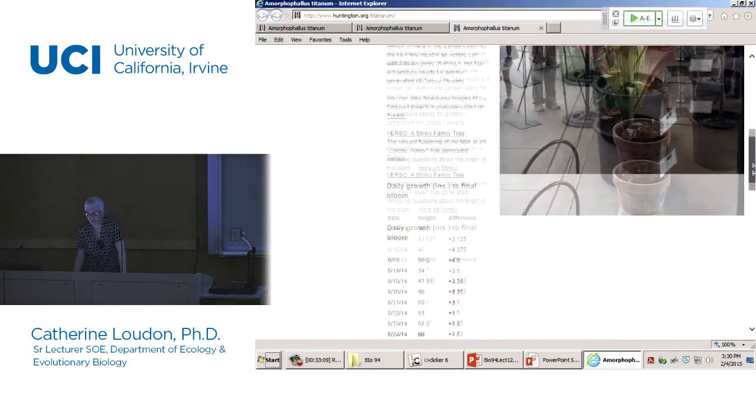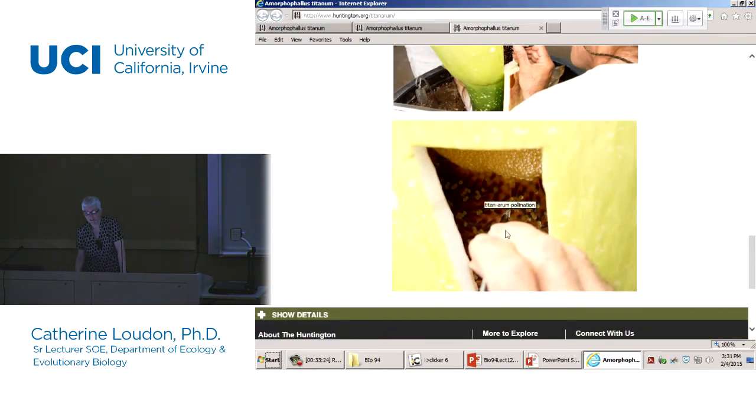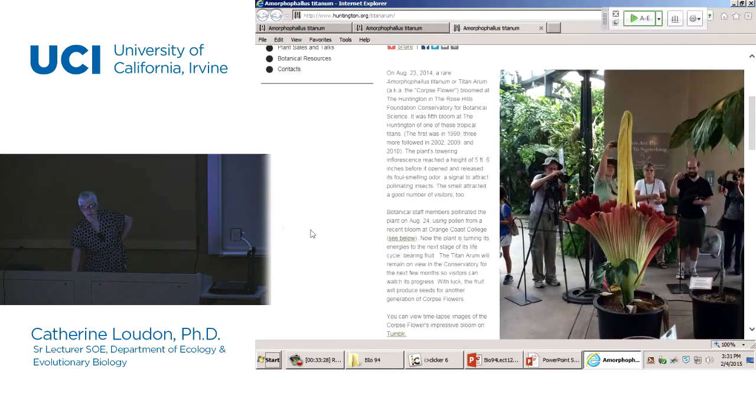So if you actually scroll down and look at the pictures, here is a person who's cut away a little window here and is actually by hand putting pollen in there that was collected from this other individual plant. There's a slightly closer view, and so they're hoping to get seeds. Apparently they still don't know if they in fact will be getting seeds from this or not, but they're hoping they will.